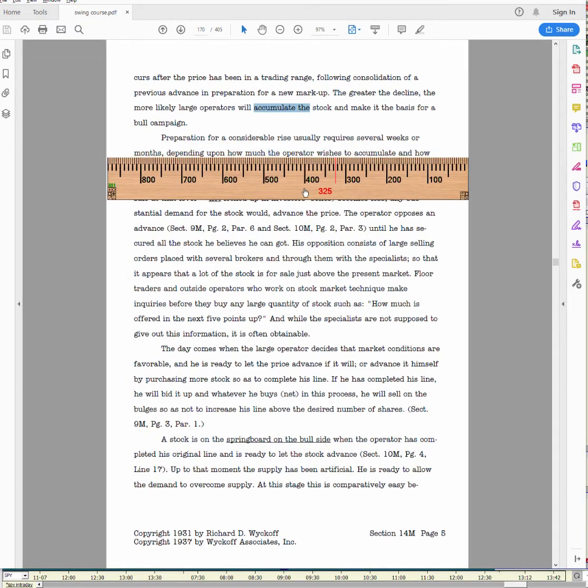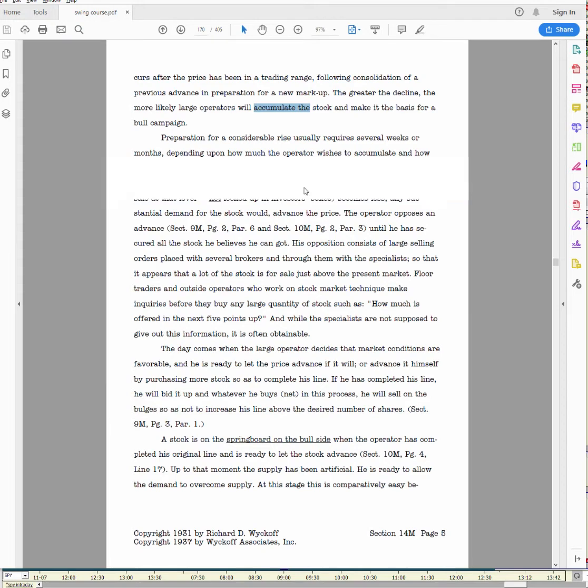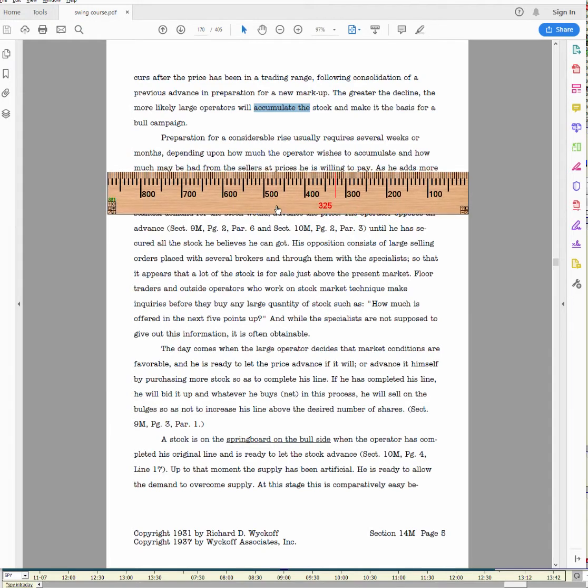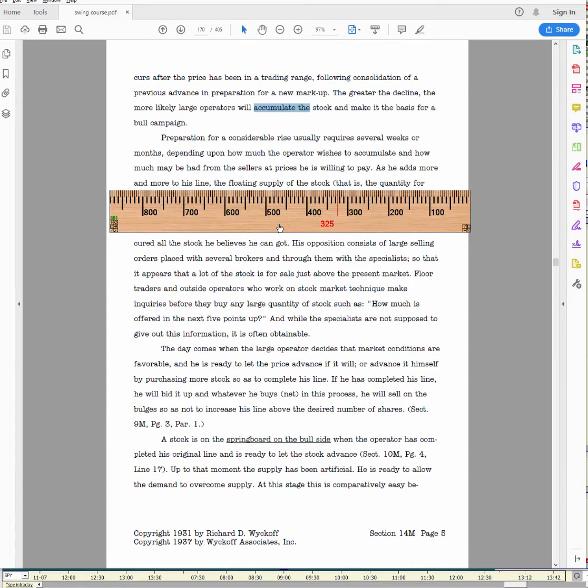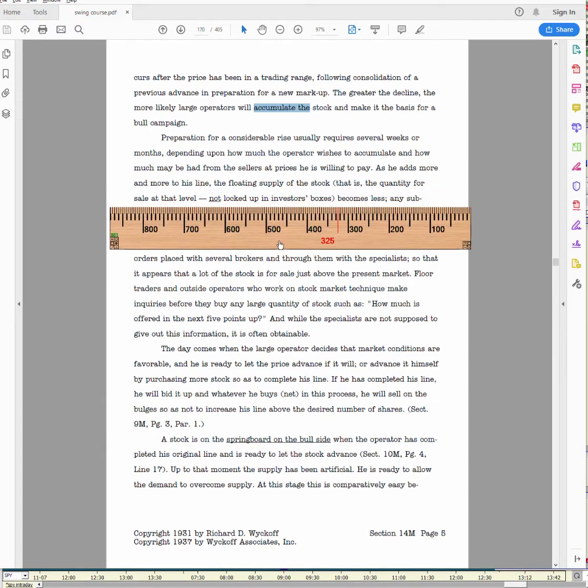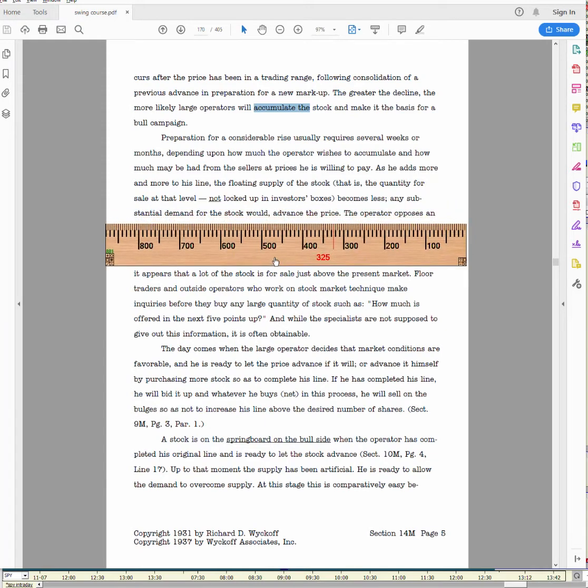Preparation for a considerable rise usually requires several weeks or months, depending on how much the operator wishes to accumulate and how much he may have had from the sellers. As he adds more and more to his line, the floating supply of stock becomes less. Alright, so he's basically absorbing all the stock between certain levels, so then he can push it up easily.